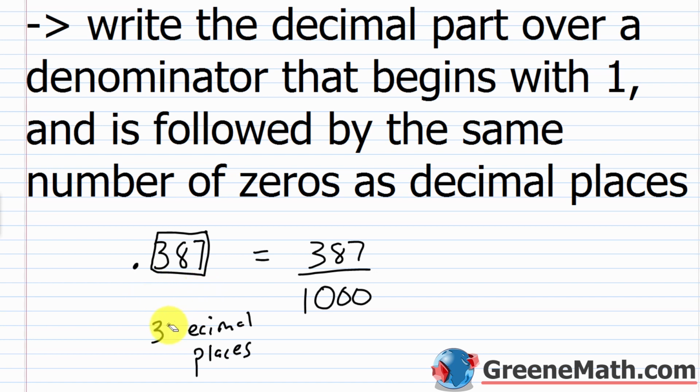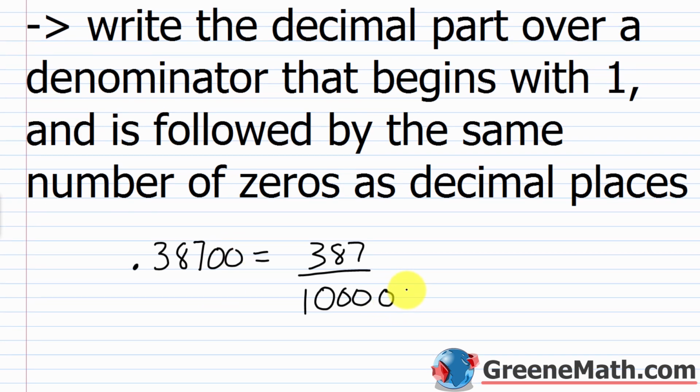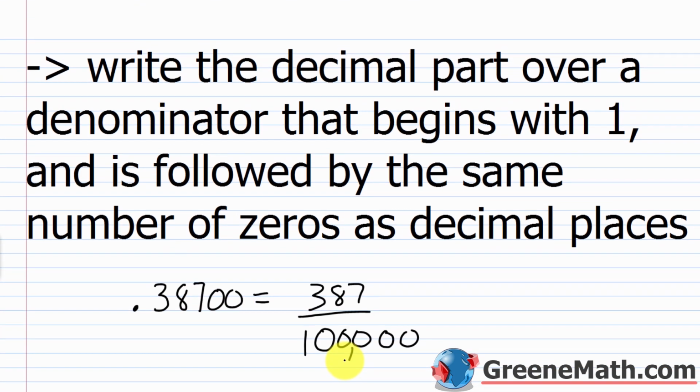If I had, let's say, made the mistake of including these 2 zeros here, I would end up putting 5 zeros down here, and I would get an incorrect answer. This is wrong, right? Because these zeros didn't add any value, so I don't have a denominator of 100,000. I would take these away and then just say, okay, I have 3 decimal places, so I'm going to have 1, 2, 3 zeros. This is 387 over 1,000.